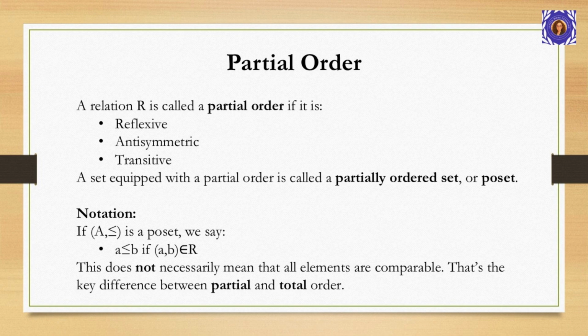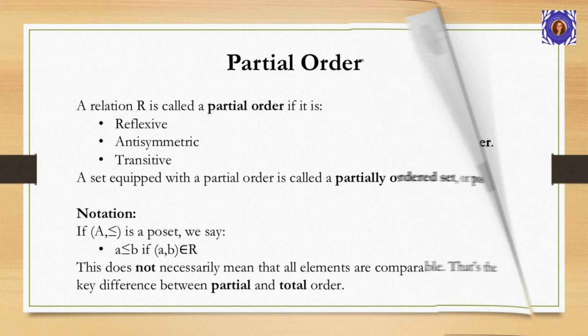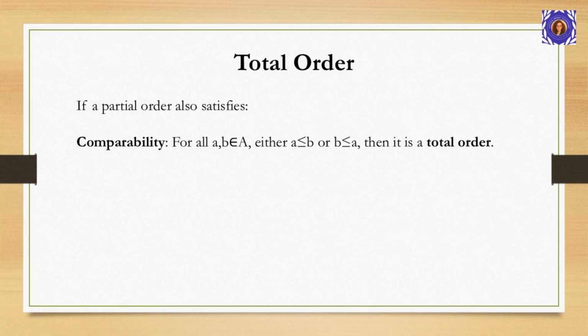Let's examine a concrete example. Consider the set A = {1, 2, 3, 6} with the relation divides, symbolized as a vertical line. We say a divides b if a divides b evenly. Reflexive: every number divides itself. Antisymmetric and transitive. So this is indeed a partial order. Notice that 2 and 3 are not comparable. Neither divides the other. A total order takes a partial order one step further by adding the comparability property.